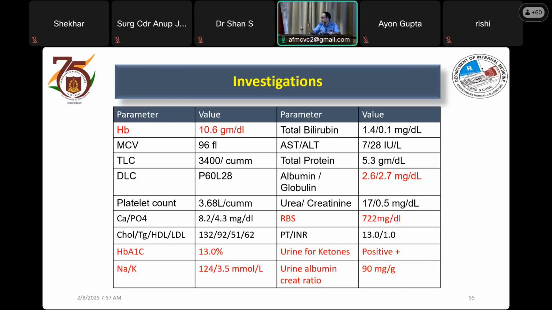And why sodium, please? Good. So, why is the sodium low in this patient? Sir, because of high glucose, it will be lost in the kidney, sir. It goes with the sodium loss. Please, Akash, why is the sodium low? The patient has an RBS of 722. So actually this is a false sodium report. We need to correct it for the hyperglycemia, sir.